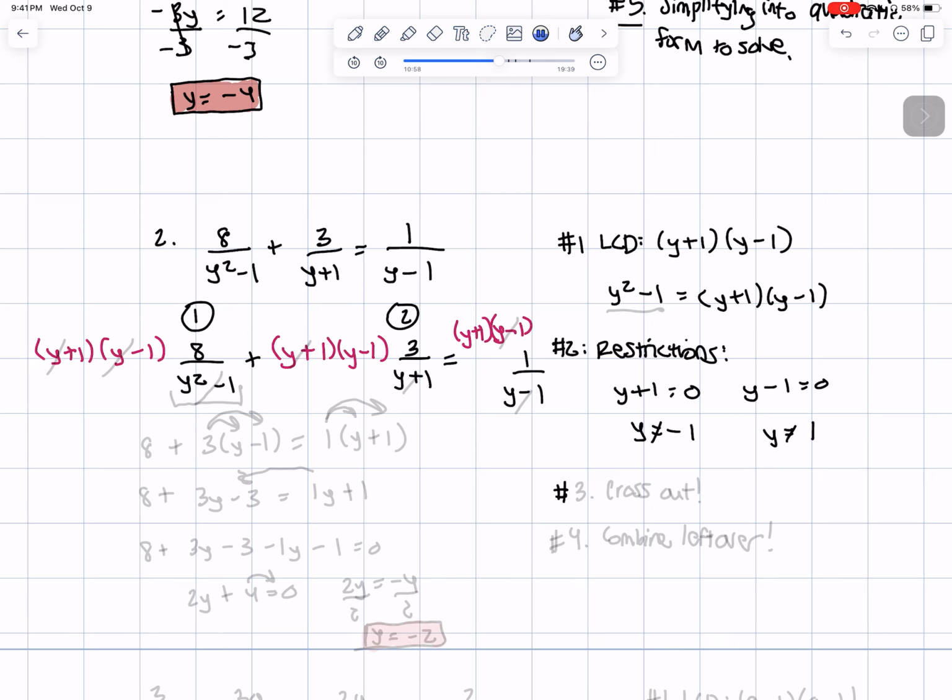Okay, so now we just do our third step. We cross out what we don't need. On the left-hand side, I notice that I have the y squared minus 1, so we know that's the same, so both sides get crossed. Y plus 1 gets crossed, and y minus 1 gets crossed. Now combine what's left over, so that's number 4. I just have 8 here in the number 1 position.